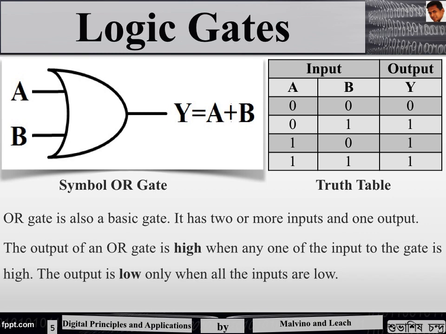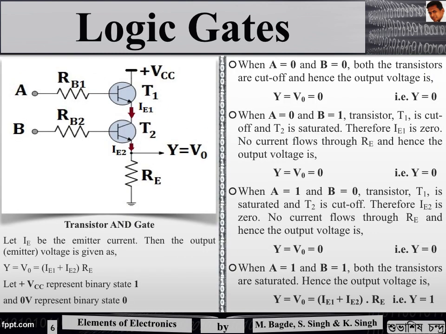The symbol is on the left side of the slide, and it is represented as Y equals A plus B, or in this case we will read it as Y equals A OR B. The next and the last basic gate is the AND gate. Again, if we look for an electrical analog, both the transistors T1 and T2 are connected in series.